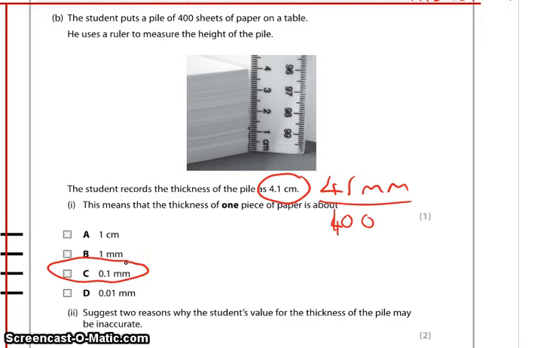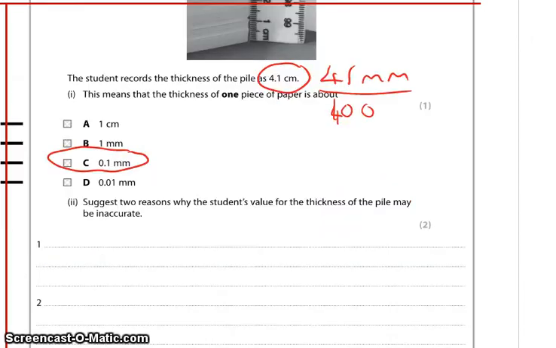Now this is why we're unable to measure it with a ruler, because a ruler at best is going to have a resolution of half a millimetre. Anything smaller than that we're not going to be able to measure. Now I'm then asked to give 2 reasons why the value for the thickness of the pile might be inaccurate.